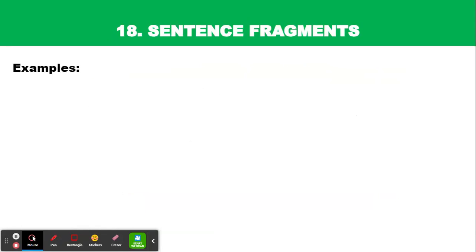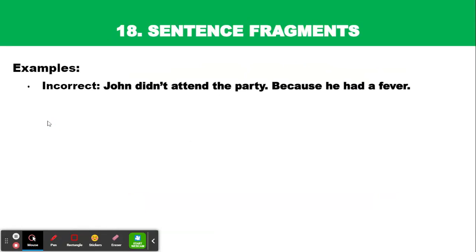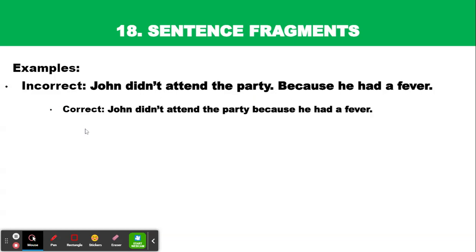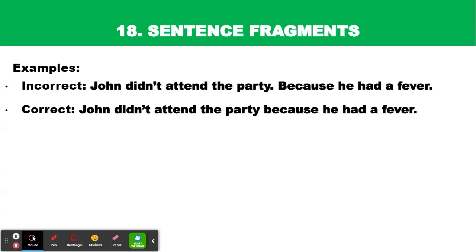Number 18, sentence fragments. A sentence should be complete because a sentence is defined as a group of words that contains a subject and a verb and makes a complete thought. Okay. Now, for example, "John didn't attend the party." Full stop. "Because he had a fever." "Because he had a fever" is a fragment, so it can't stand as a sentence. The correct thing is you can put the two together: "John didn't attend the party because he had a fever."